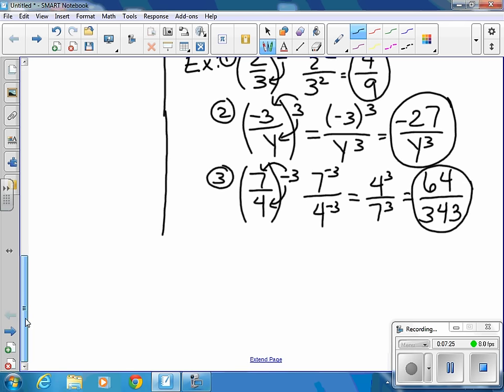Okay, and then one more example under this category, and then we'll try to put all this stuff together. Right, for the fourth one, 15 over 3 in parentheses squared.